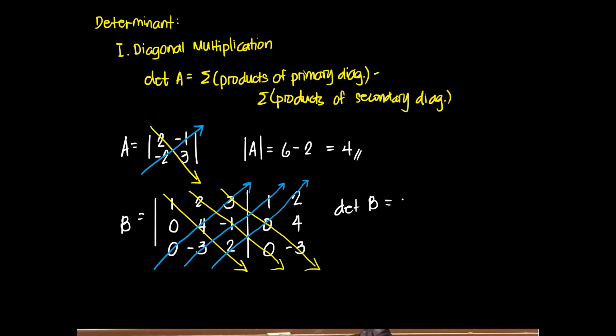Okay? What's the determinant? Can you give me the sum of the products of the primary diagonals? So it should be 8 plus 0 minus 0 plus 3 plus 0. So it's an 8 minus 3. The answer is 5. So this is one way, diagonal multiplication.